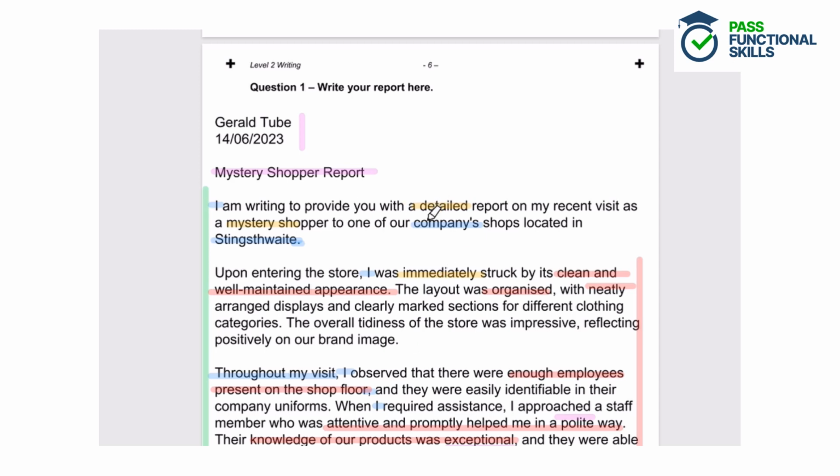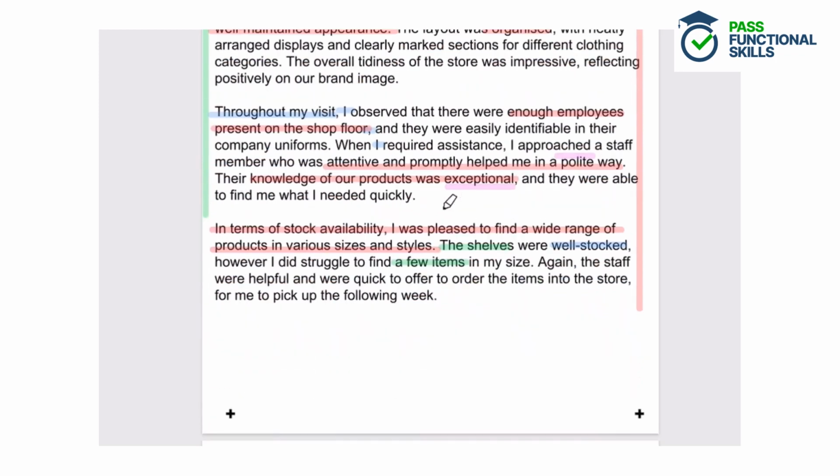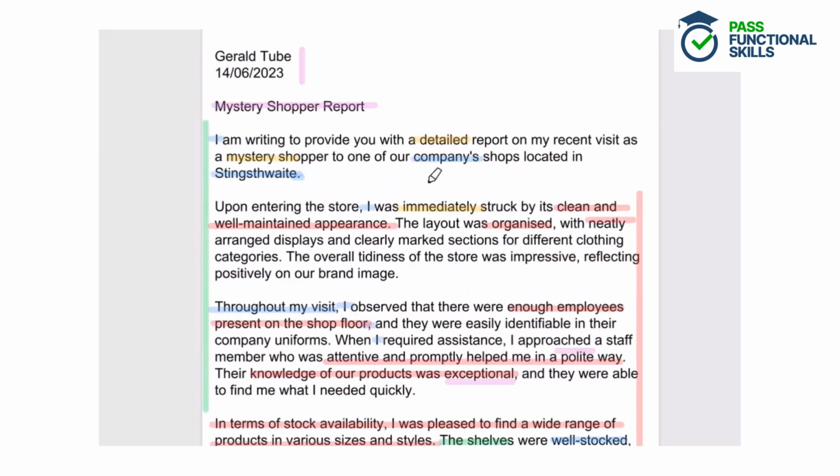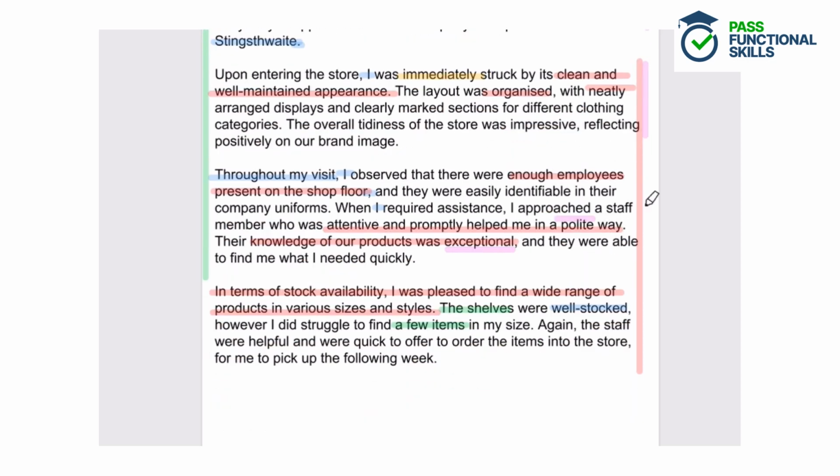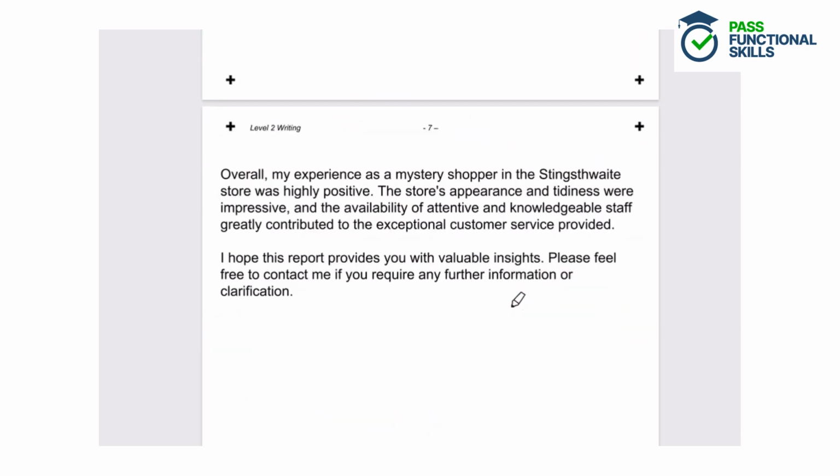We could use a few more formatting features like subheadings and bullet pointed lists, but overall this report is satisfactory. Most importantly, we've got paragraphs used throughout the answer, and these are structured in a logical way. So we've got the first paragraph introducing what the report will be about. The second one explains what it was like upon entering the store and gives some positive first impressions. The third one is explaining their opinions of the employees. The fourth is about stock availability and links it back a little bit to the staff at the store.